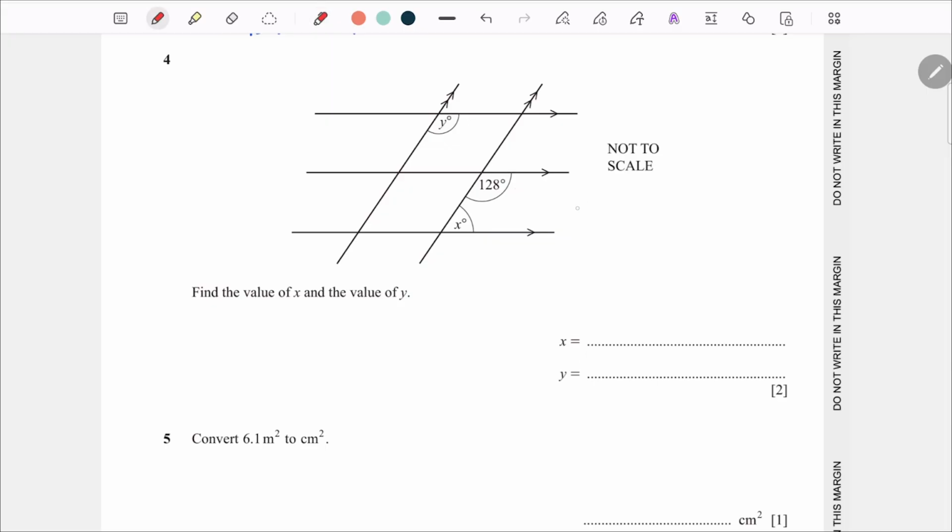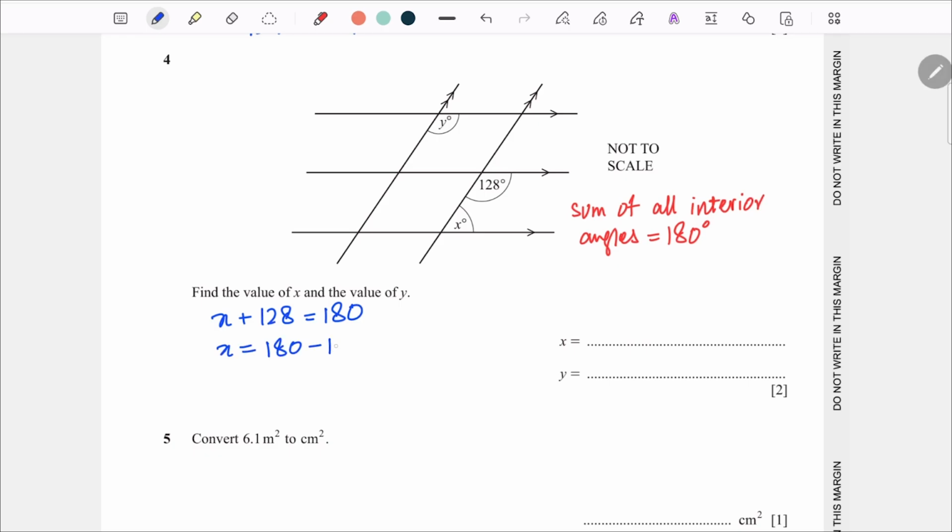The rule about interior angles is that the sum of all interior angles is equal to 180 degrees. So that means x plus 128 degrees is equal to 180 degrees. When we solve this using a calculator, the answer we are getting is 52 degrees. So x is equal to 52 degrees.